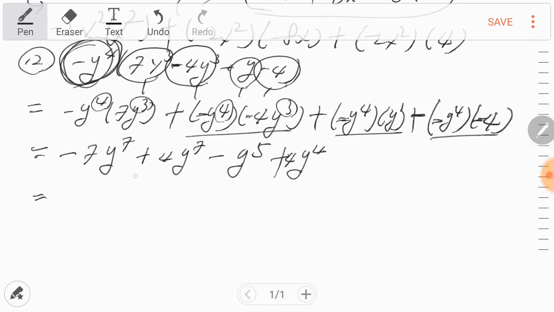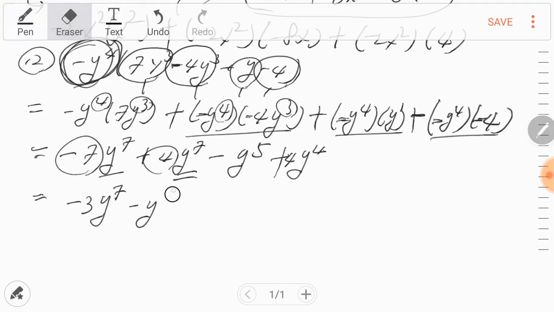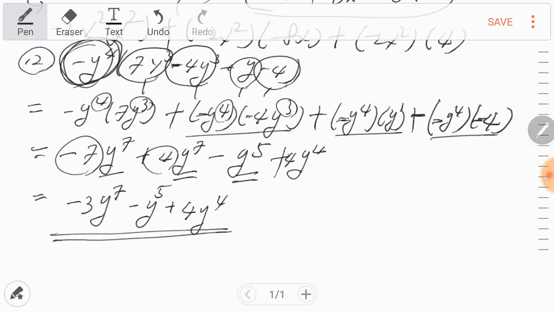And then combine the like terms. So it is 7th power, 7th power. Negative 7 plus 4 is negative 3y to the fourth power, minus y to the 7th power, right? Y to the 7th power. And then the next one is y to the 5th power plus 4y to the 4th power. Okay, so this is the simplified form.